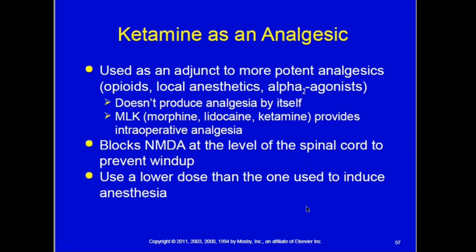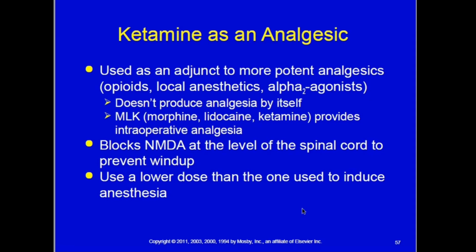Ketamine as an analgesic is used as an adjunct to more potent analgesics: opioids, local anesthetics, alpha 2 agonists. It does not produce analgesia by itself. There is a cocktail called morphine, lidocaine, ketamine, the MLK cocktail. It provides intraoperative analgesia. Ketamine basically blocks the N-methyl D-aspartate at the level of the spinal cord to prevent wind up. The anesthetic dose of ketamine is very high, but the analgesic dose is very low.